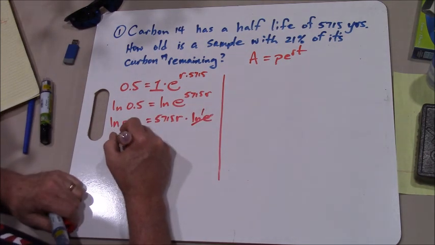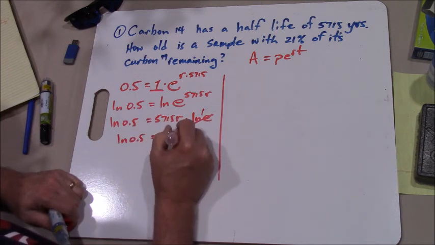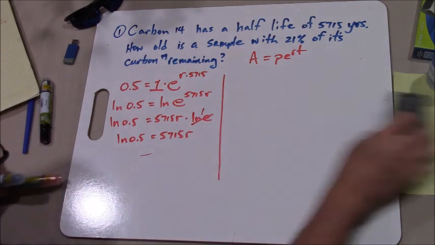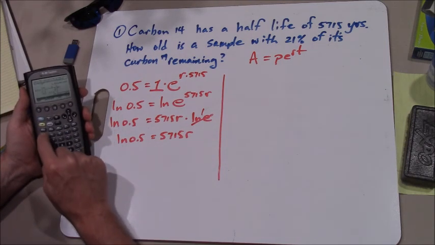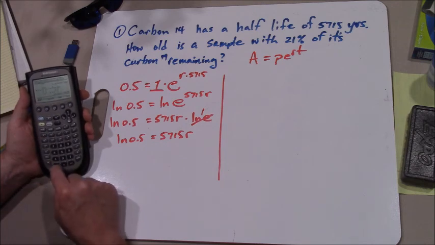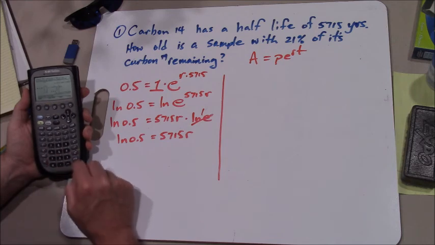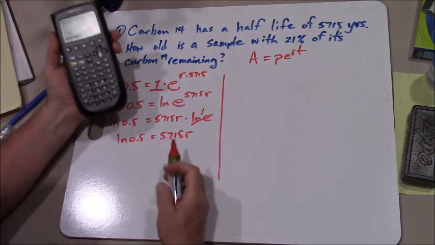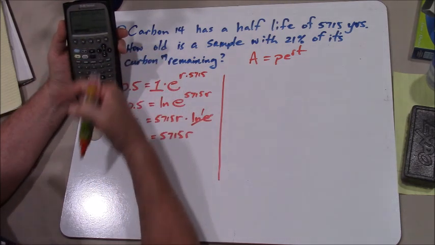And so now my equation is going to be this. Natural log of 0.5 equals 5,715r. I'll move this number over and divide. All right, so if I do that on the calculator, I've got the natural log, which is right here where your x variable's at, of 0.5 divided by 5,715. And so what I got was an answer that's in scientific notation. That e negative 4 means we've got to move the decimal point 4 places in the negative direction.